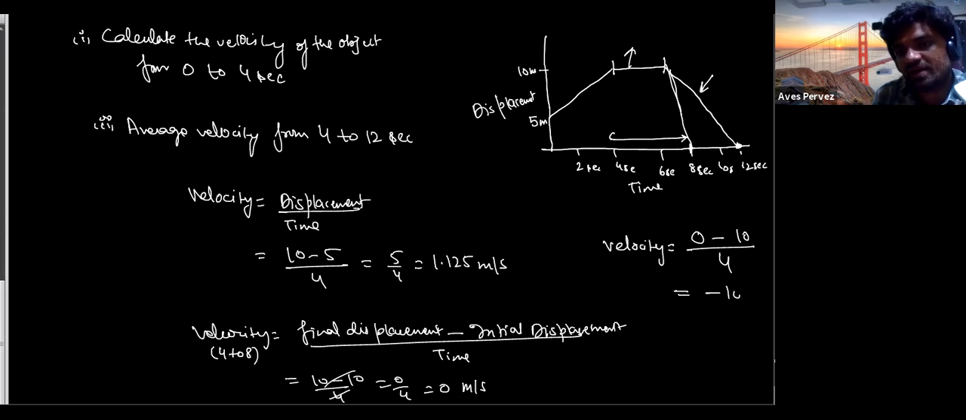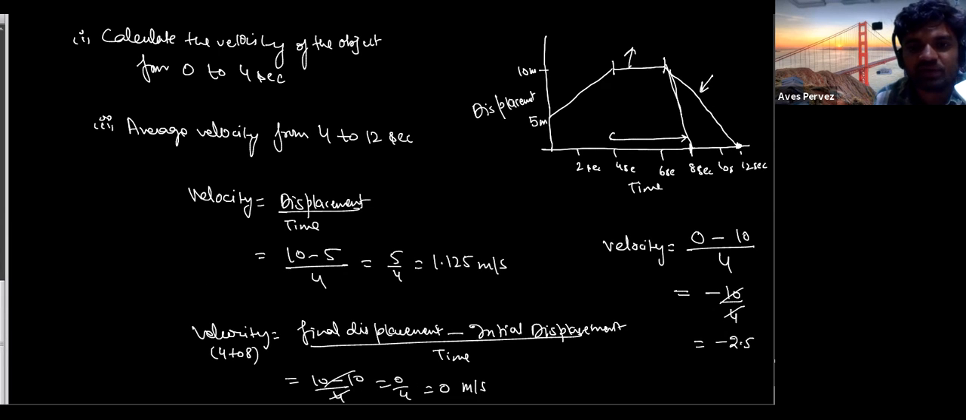Okay, you can write here minus 10 upon 4. So the velocity is minus 2.5. This is the final velocity. Now what you need to calculate is the total displacement upon total time.